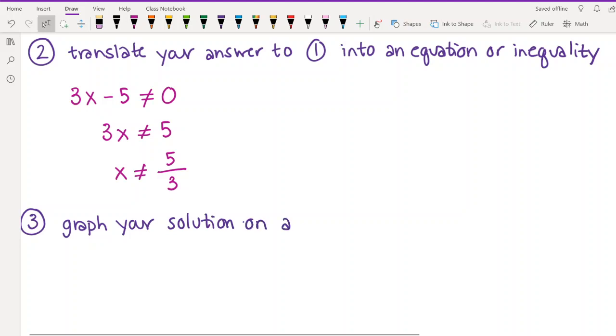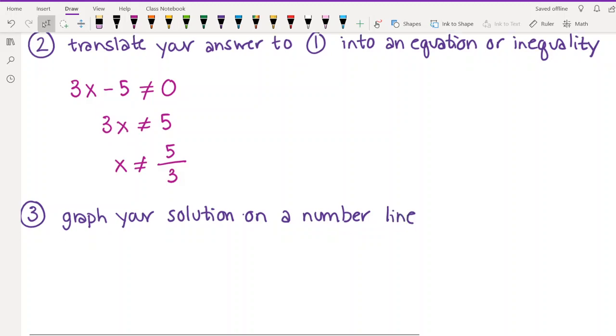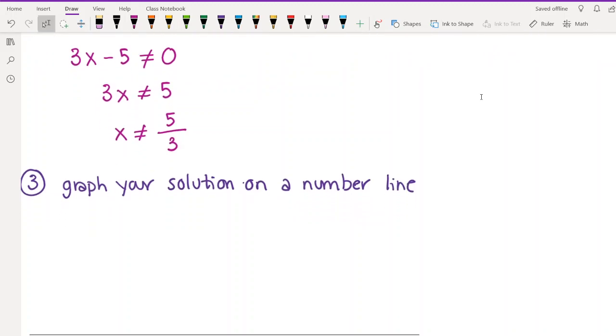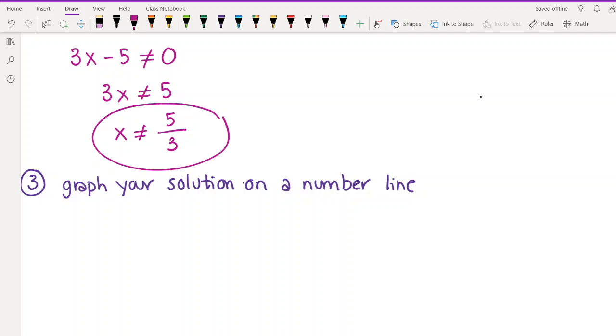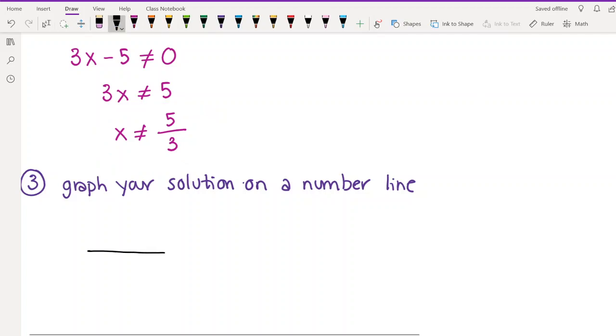on a number line. So when I say graph it on a number line, basically what that means is that we want to shade a number line. We want to shade in the portion of the number line that corresponds to what we wrote down here. And so if what we wrote down here is that x cannot be equal to 5/3, well, that means we should shade everything else on the number line except for 5/3, right?